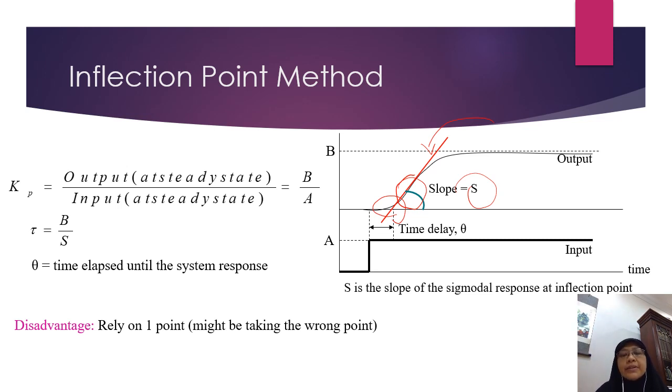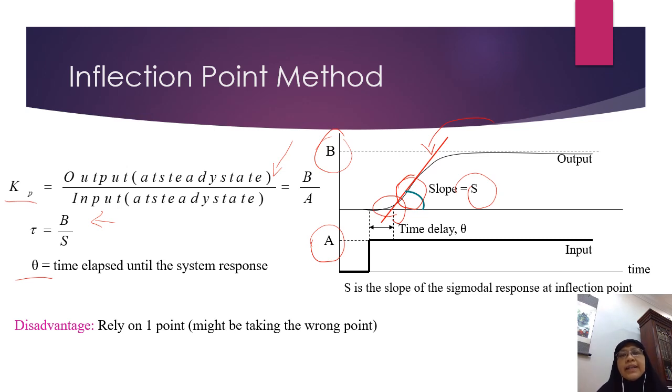Now, based on the value of A, which is the magnitude of the step change, and the value of B, which is the magnitude of the step response, we can calculate the process gain. So the process gain remains the same. It's the change in output over the change in input. To get the time constant, tau, it is simply the magnitude of the step change divided by the slope of that tangent, which we calculated.